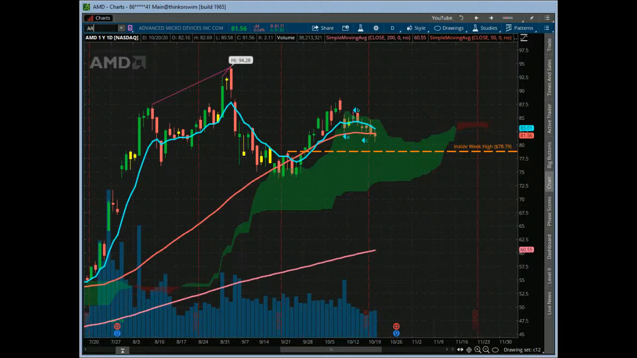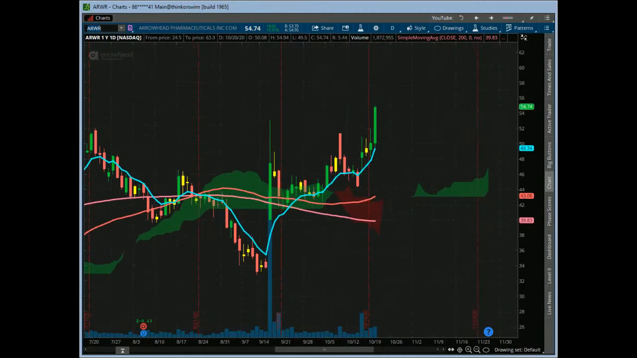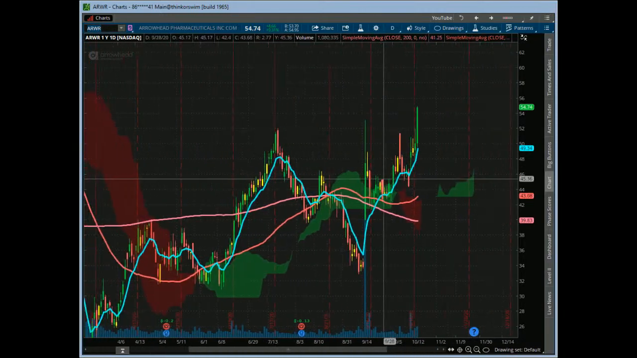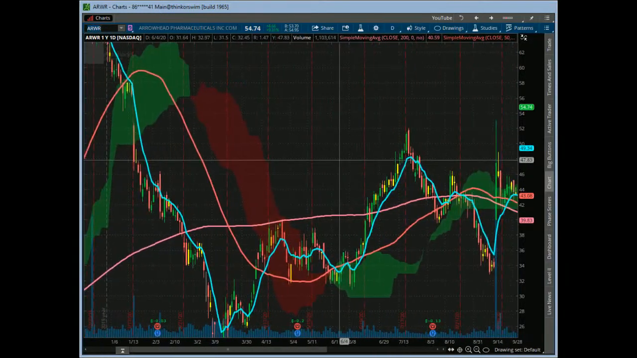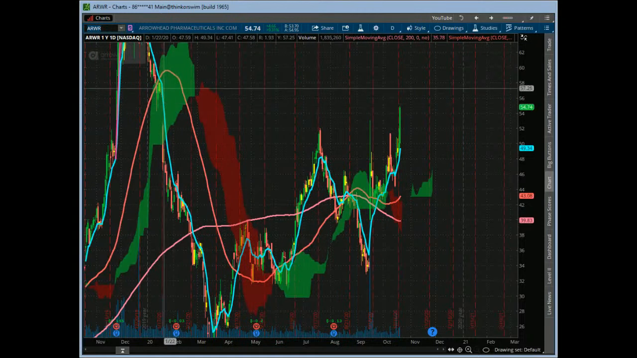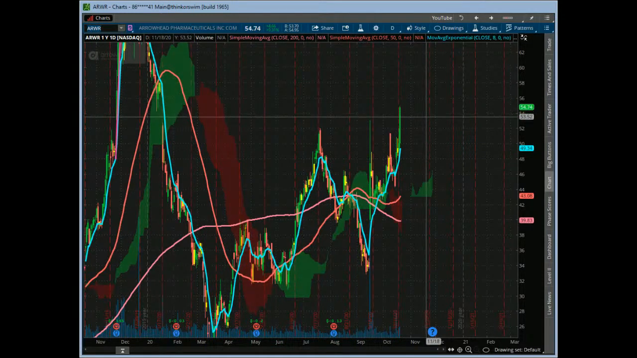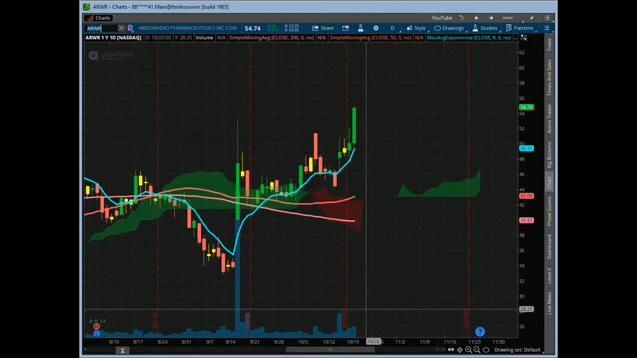So we got ARWR. Arrowhead Pharmaceutical. This is a biotech name. These are typically the ones I don't mess with, but a huge breakout candle on this one, right? It's a big move there. Just watch out for it. It's running into kind of the gap right here, so watch out for a little bit of resistance, but it's a nice breakout candle on that one. Decent volume, so let's see if that can get some follow through in ARWR.